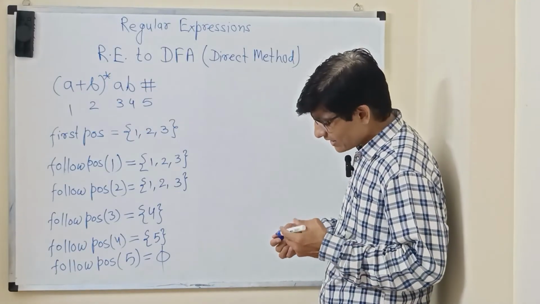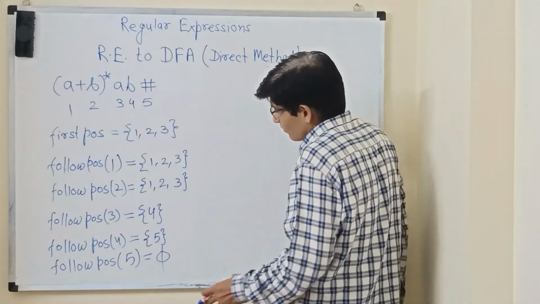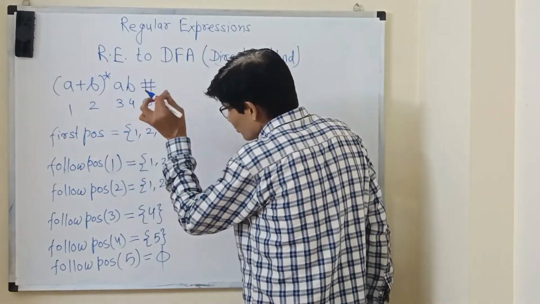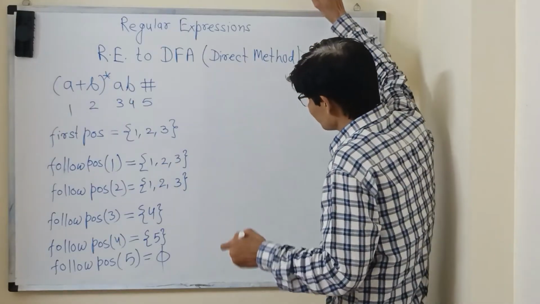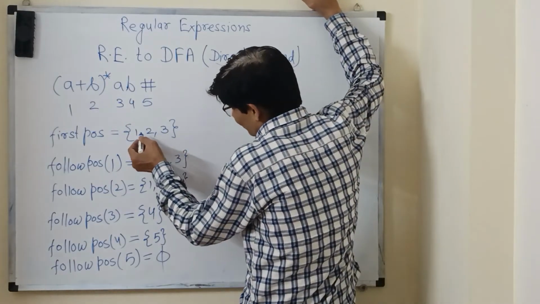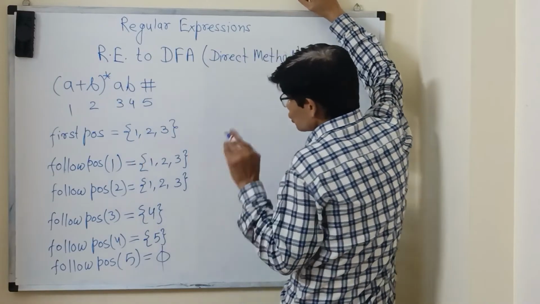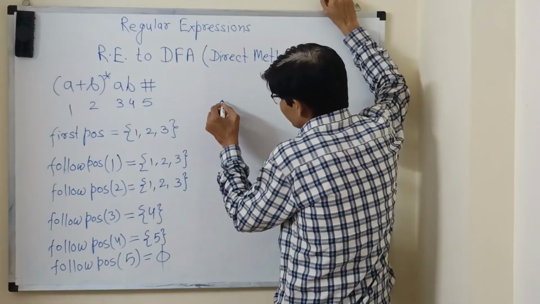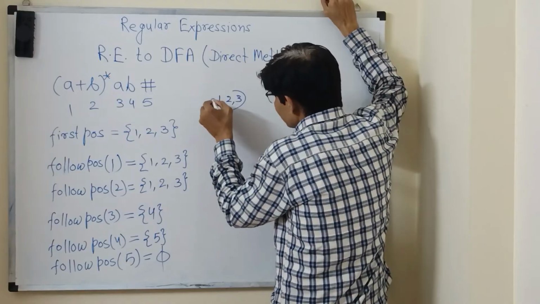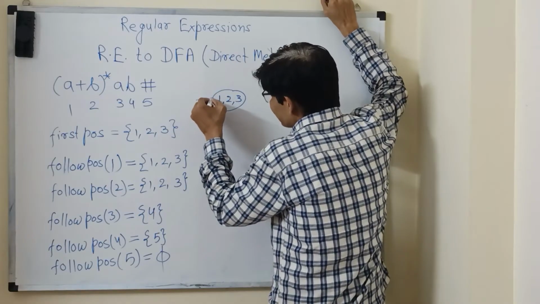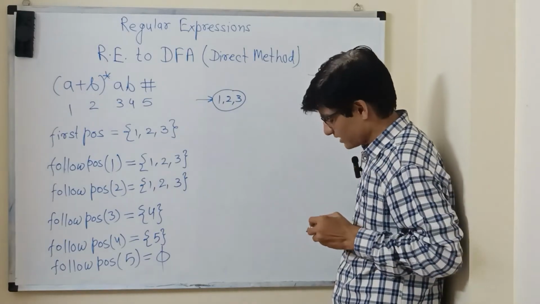Now, in every DFA, there is one state called the initial state. So here we will use firstpos of the regular expression to create the initial state. In firstpos of this regular expression, three symbols are there, 1, 2 and 3. So we will create one initial state which will have 1, 2 and 3, and this would be considered as the initial state.